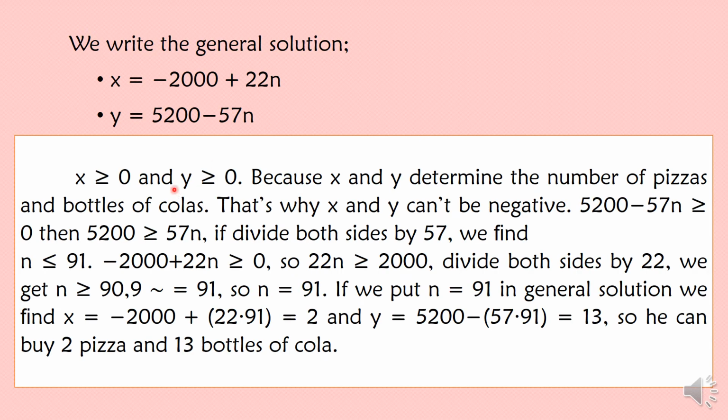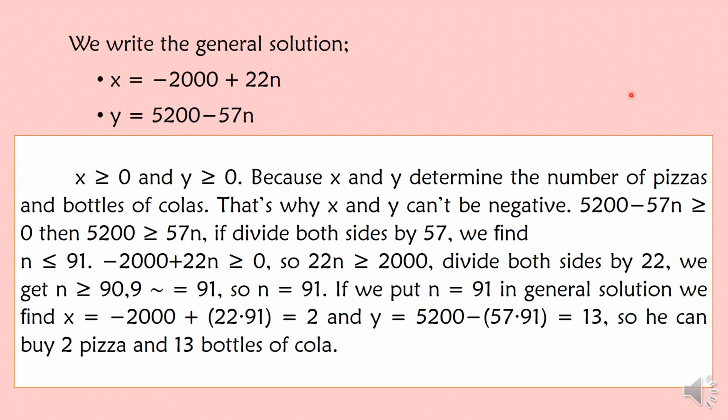So x is greater than or equal to 0, and y is greater than or equal to 0, because x and y determine the number of pizzas and bottles of colas. That's why x and y can't be negative. So 5,200 minus 57n will be greater than or equal to 0. Then 5,200 is greater than or equal to 57n. If we divide both sides by 57, we find n is less than or equal to 91.